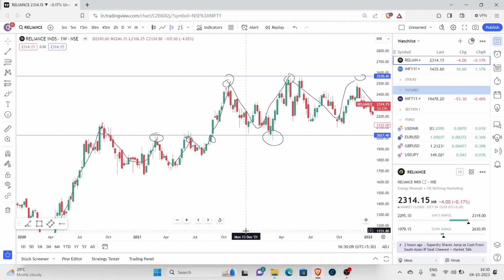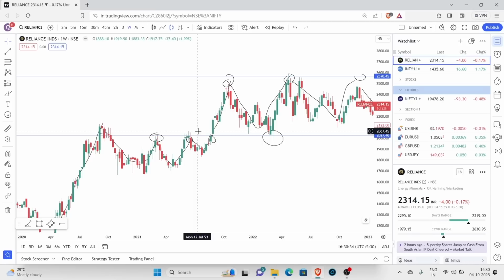So one very important thing to remember is whenever we break the resistance, the same resistance is going to act as a support. And whenever we break the support, the same support is going to act as a resistance. If you take a look at this level of 2000, which was initially a resistance for Reliance, it started to become a support once this resistance was taken out. Once the resistance is taken out, a lot of sellers who were selling at the level of 2000 will stop selling. So there will be fresh buyers who will think, okay, the sellers are no longer selling, so let me start buying.